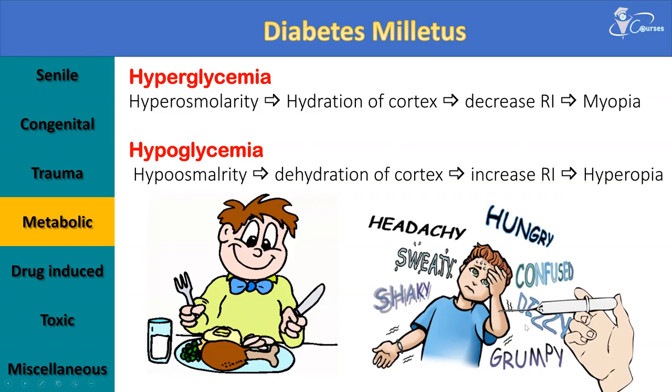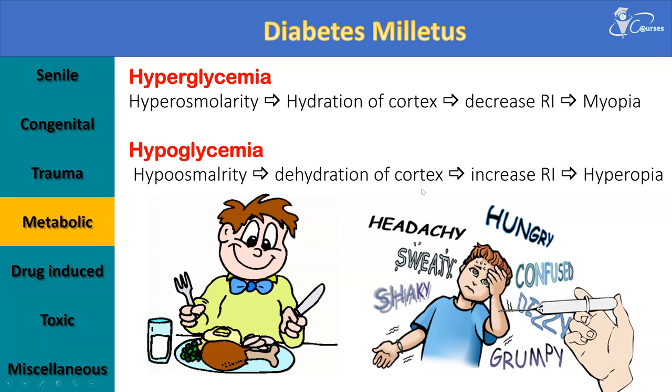If a patient has hypoglycemia, like if he took his insulin dose and he didn't eat, so he has hypoglycemia right now, this hypoglycemia will result in hypoosmolarity. The vitreous will have less glucose, so it will be hypoosmolar. So by osmolarity, the lens will have more glucose than the vitreous. So the glucose will travel from the cortex, which is in contact with the vitreous, to the vitreous, and passively, the water will pass from the cortex to the vitreous. So there is decreasing water in the cortex, resulting in dehydration of the cortex.